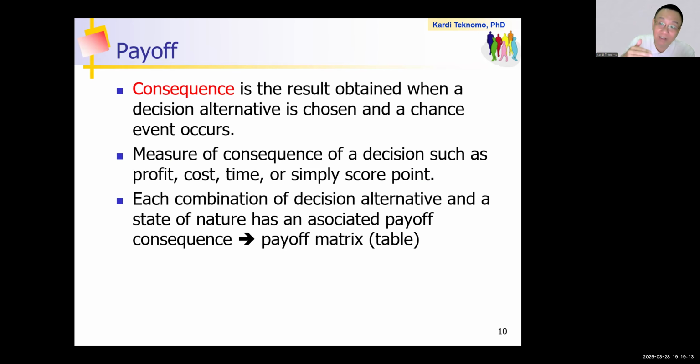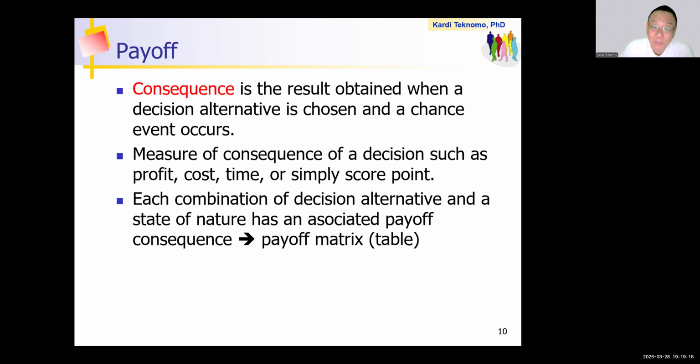Okay, comparison is the most important here. It's not the actual value, it's the ordinal value. So with this, each combination of decision alternative and each state of nature will have the payoff values. So hence, you have the payoff matrix. This is an example of a payoff matrix.